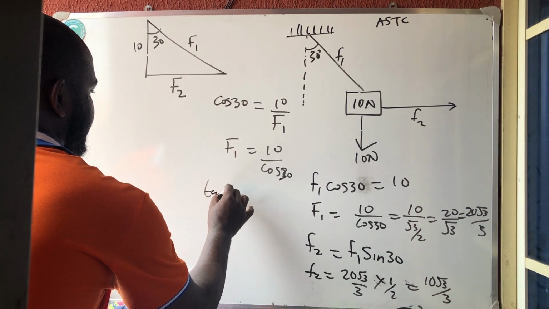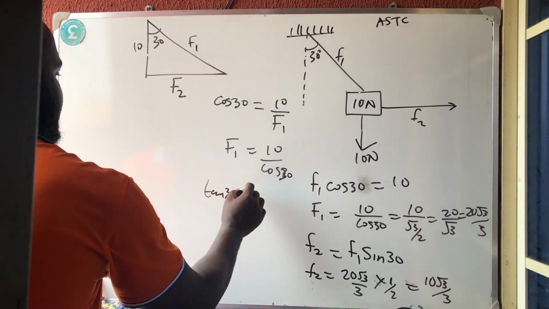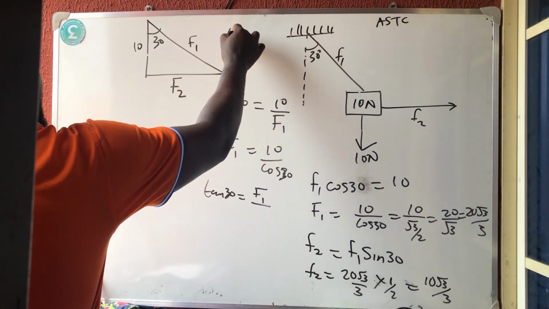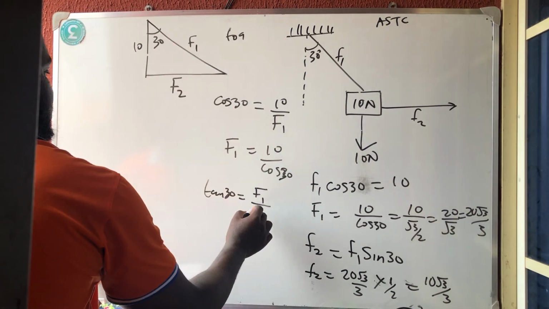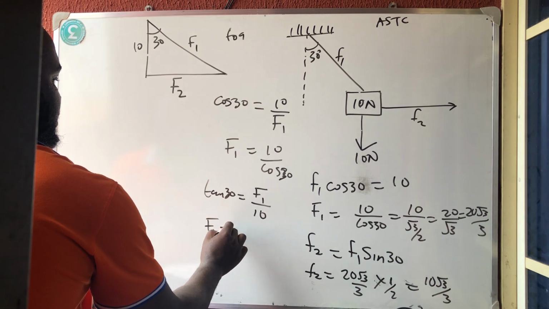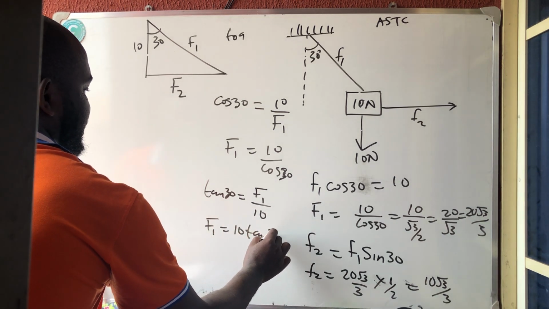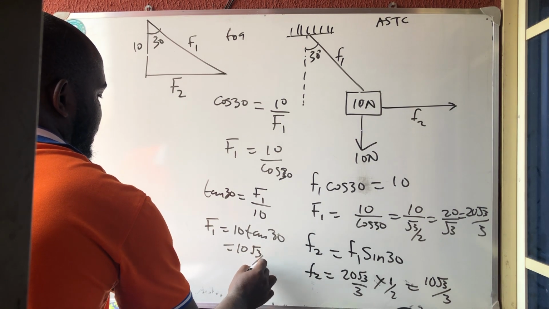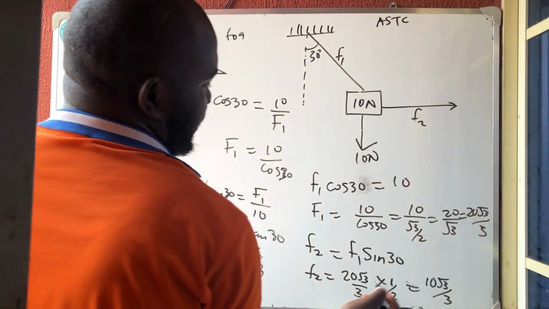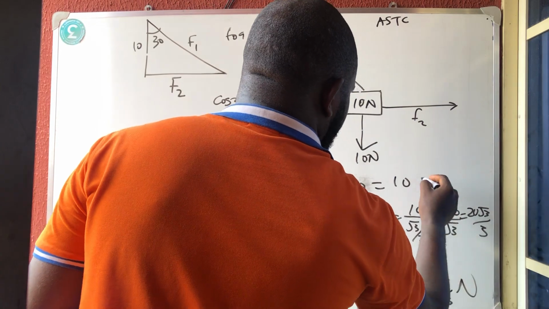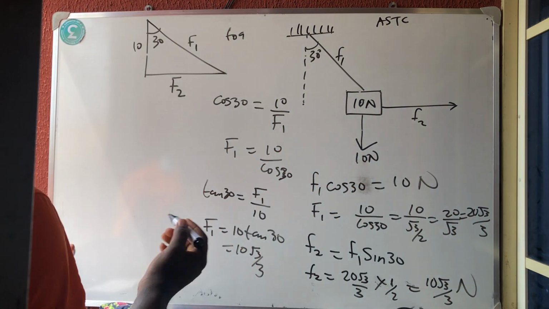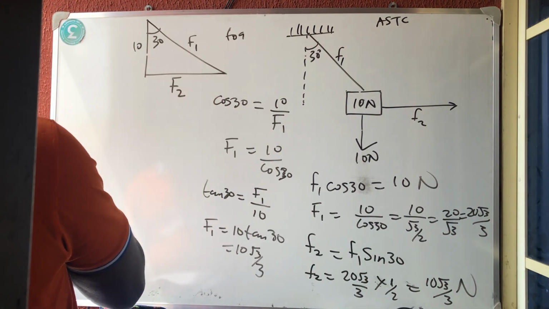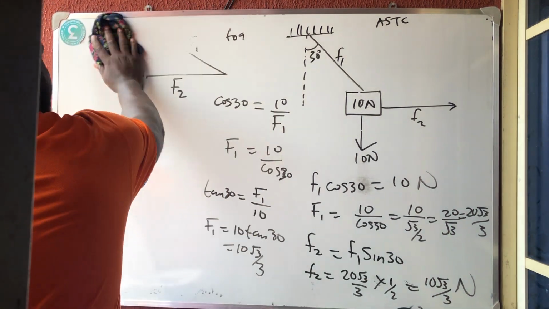So, tan 30 is equal to opposite over adjacent, F1 over 10. So F1 is equal to 10 times tan 30, which is what? 10 root 3 over 3. 10 root 3 over 3, the same answer, Newton. So that is that, simple and short. So let's solve the next question.